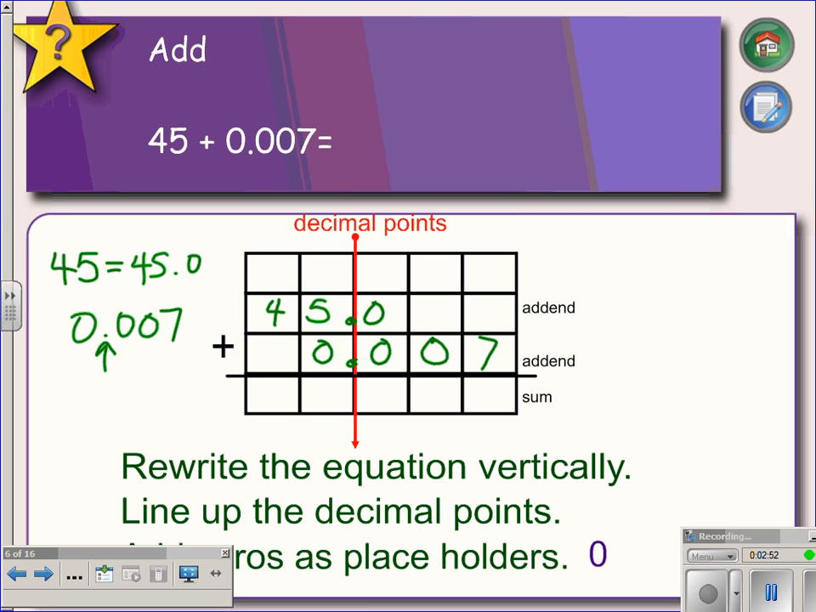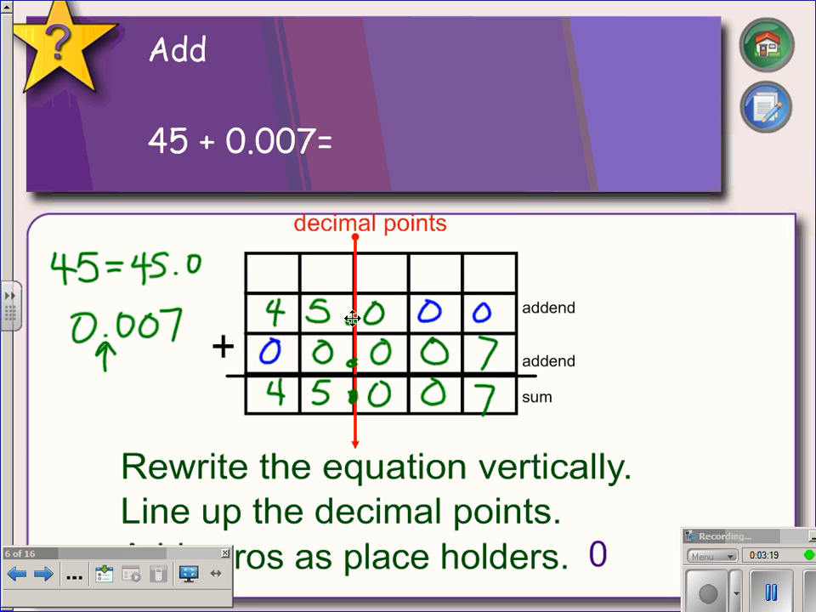I want to look to see if there are any place values that are missing something, and I can see that right here, here, and here, I need to add my zeros, and then I add, starting with the farthest right-hand column. 0 plus 7 is 7, 0 plus 0 is 0, 0. Need to make sure my decimal gets in the correct spot. 5 plus 0 is 5, 4 plus 0 is 4. And my answer is 45 and 7/1000.